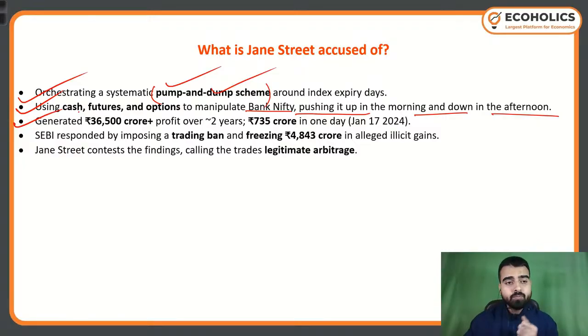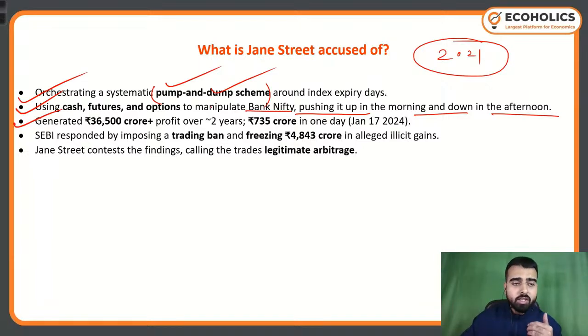Now let me tell you, this is the data that SEBI is saying. Now this data can be huge as well. This amount can be on a higher side as well. But this is the data that SEBI is saying, because they have been doing it since 2021. This is not a new thing. But they have got caught right now. So they generated around 36,500 crore plus profit over 2 years. And it came into the eyes when they booked a profit of 735 crore in a single day. That was Jan 17, 2024. That was the time it came into the picture.